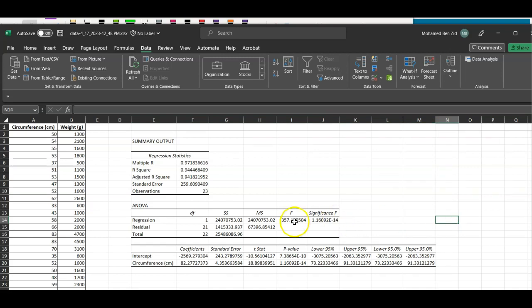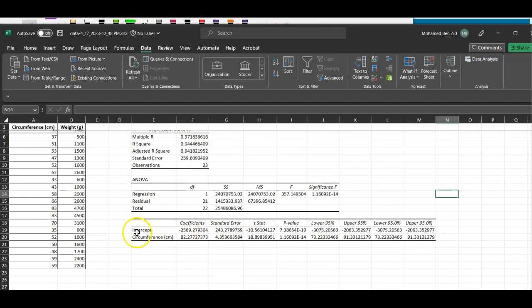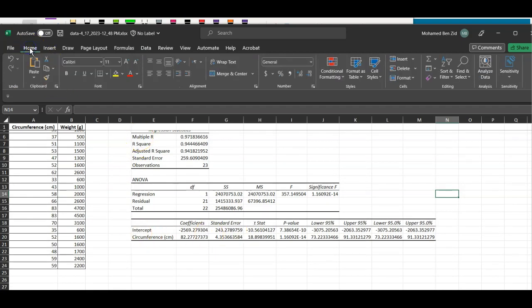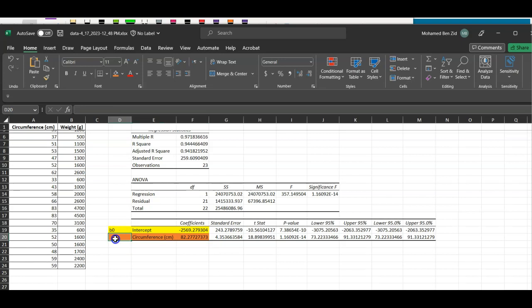Now I need to identify the B1 and the B0. The B0 will be right here. That's the intercept. Let me write it down here, B0. And the B1 would be this number over here. So let's change the color. And that would be the circumference, B1. There you go.